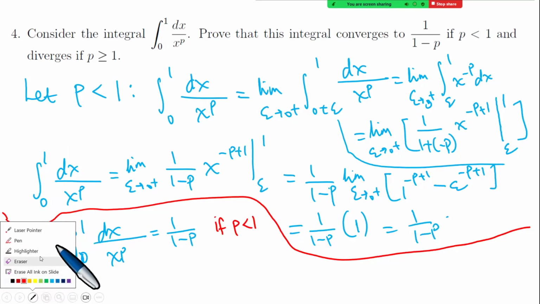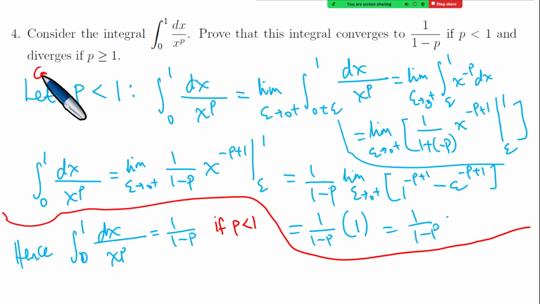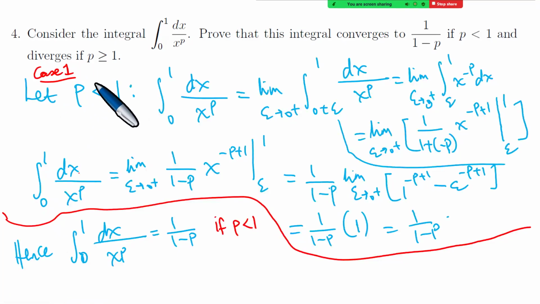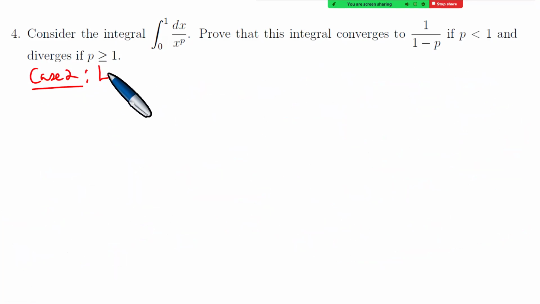So this one is case 1. Next is case 2. Case 2 is let p be greater or equal to 1.